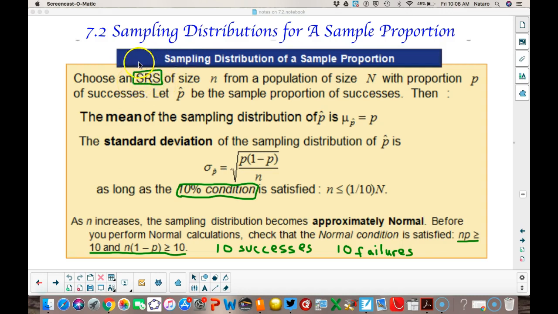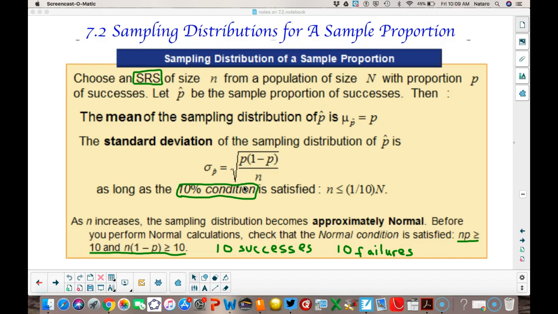So we always want to make sure that we're working with a simple random sample. Sometimes you're not sure if you have one, but hopefully the organization that gathered the data used random methods, whether it's a simple random sample or a stratified random sample. We also need to check the 10% condition: we want to make sure we're sampling no more than 10% of the population. That allows us to use this formula for calculating the standard deviation for the sampling distribution of the sample proportion.